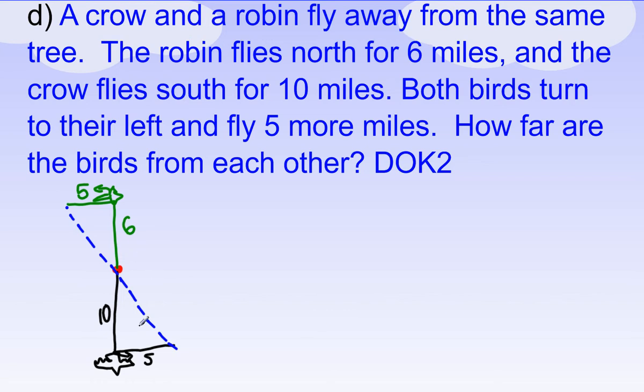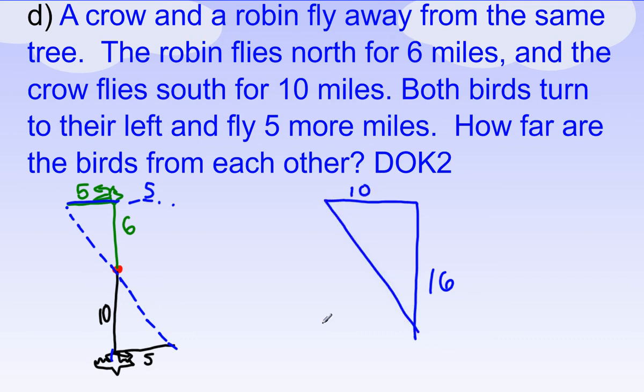Well, how far are the birds apart from each other going north and south? If I went straight up, they're a total of 16 miles apart, north and south. How far are they east and west? So 16 this way, and 5 here and another 5 here, making a total of 10 miles east and west. You kind of see what I did here?